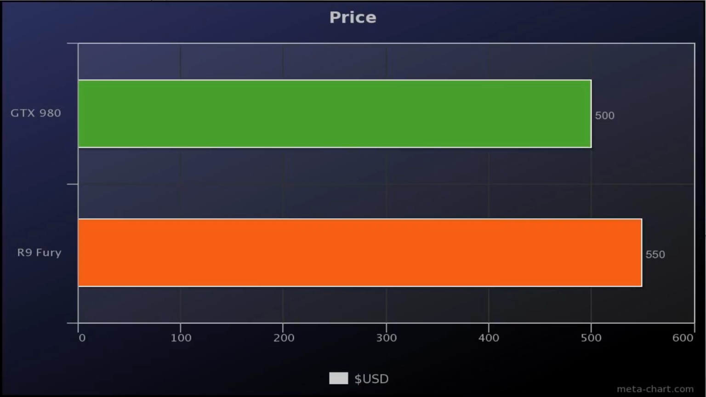Clash of the Titans is back in 2015. R9 Fury versus GTX 980. First, let me give you the price. The R9 Fury is coming at a price of $550 compared to the GTX 980, which is coming at $500. So the price difference is $50. So here the GTX 980 is much cheaper.